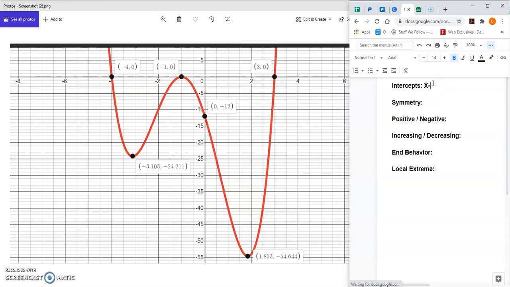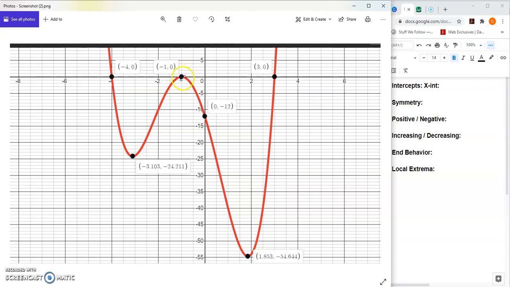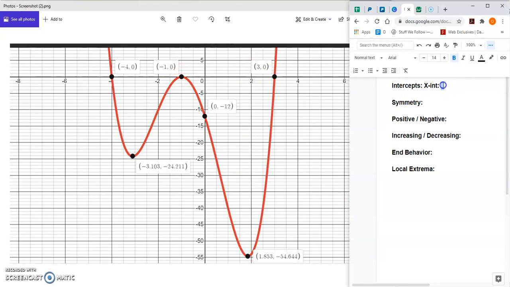I'll call them x-int. It looks like the squiggle, the graph itself, crosses the x-axis in how many different places? 3. This point right here, this spot, and this spot. And so for the x-intercepts, you just list those ordered pairs out: (-4, 0), (-1, 0), and (3, 0).